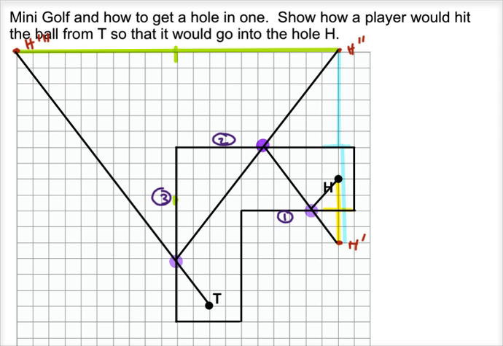I sort of highlighted. So it's going to go, hit the wall, come up this way, hit the wall, come down, hit the wall, and eventually go right into the hole. And you could make the paths as complicated as you want, as long as you just kept doing the reflections and you had a piece of graph paper big enough to do as many reflections as you wanted.